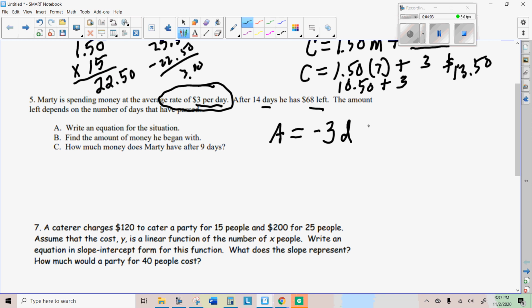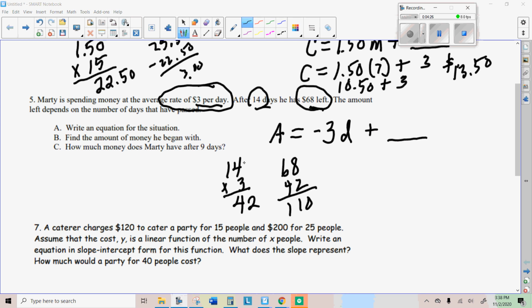Plus, but now that's getting subtracted off of his original amount that he had, which would be this. Now we have to figure out what that is. Now the hint that we have is that there's $68 left after 14 days of spending $3 per day. So I'm going to leave that to you. Go ahead and figure that out.